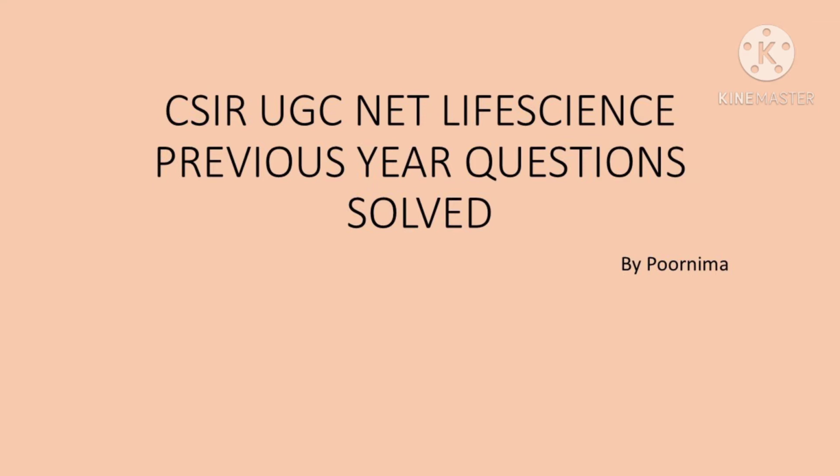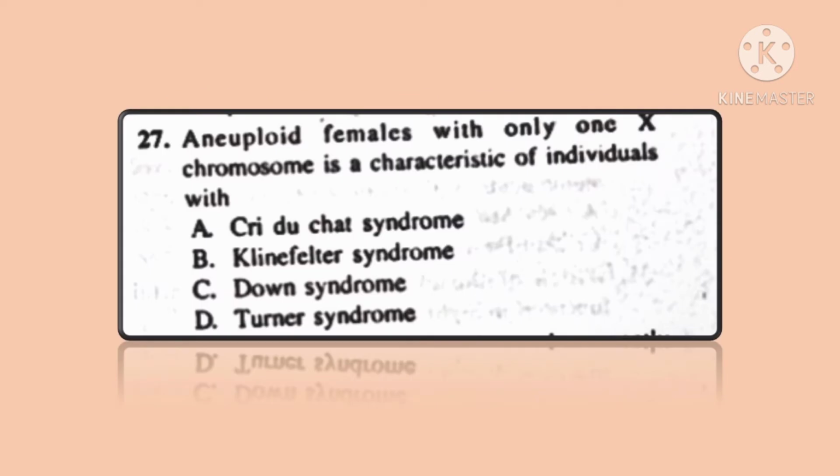Let's move. So the first question is, unemployed females with only one X chromosome is a characteristic of individual with option A Cri-du-chat syndrome, B Klinefelter syndrome, C Down syndrome and D Turner syndrome.